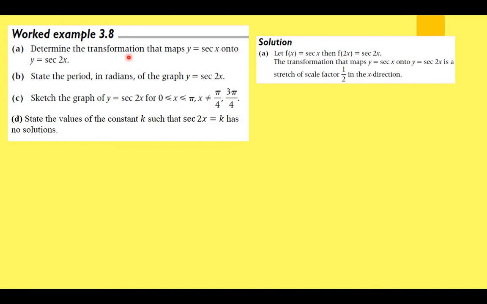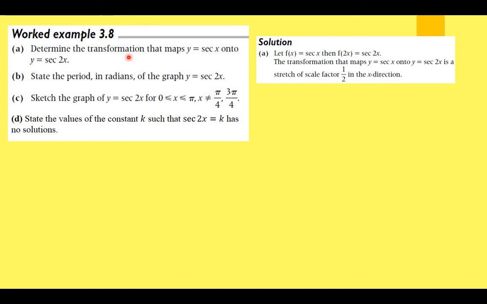If we've stretched scale factor 1/2, then the period, which is about the width, will also have squashed, will have stretched by 1/2. So the original period of sec x was 2 pi, and so the period of sec 2x is just going to be pi. We halve it. Okay, and then we're asked to sketch the graph.